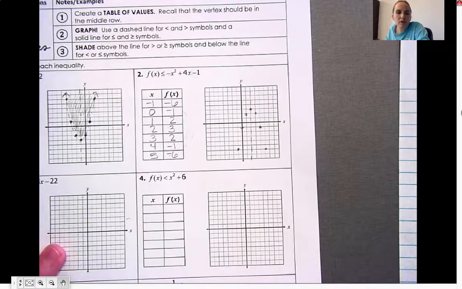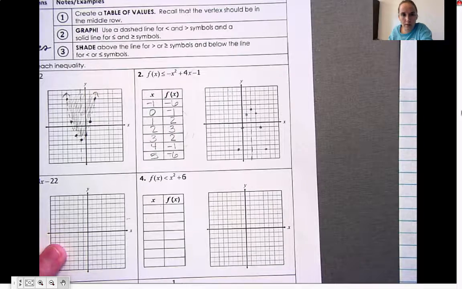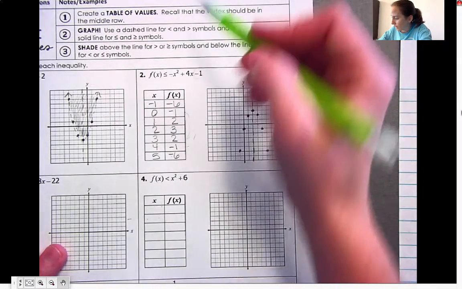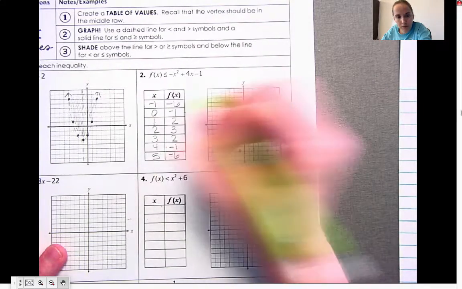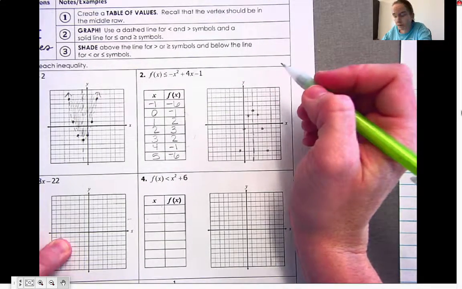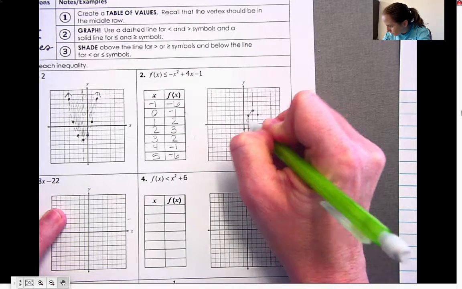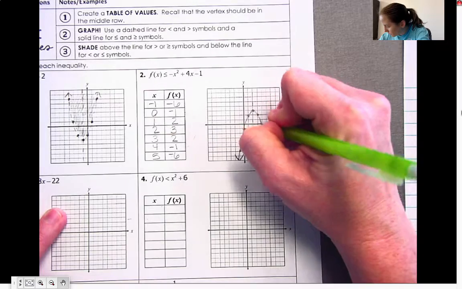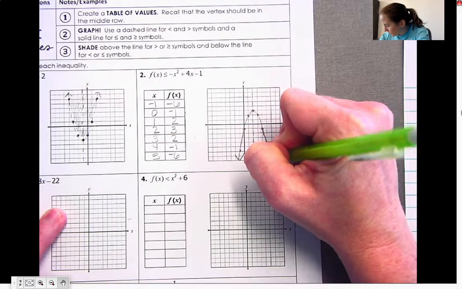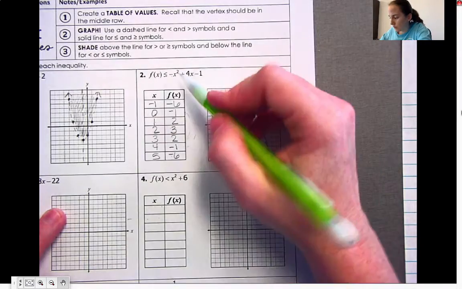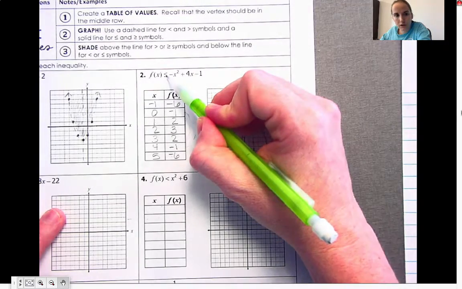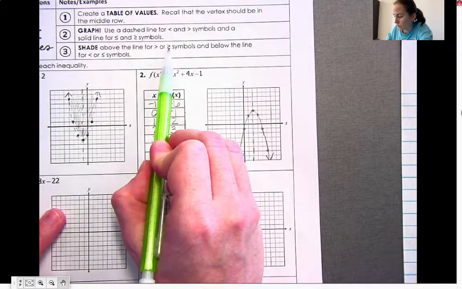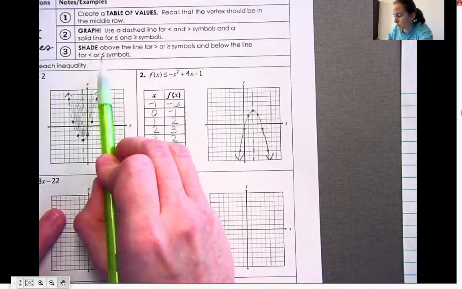All right, so now we have all of our points, and let's graph the curve appropriately. We have an equal to up underneath, so we need to make sure it's solid. So we draw a solid line, arrows, don't forget your arrows. Okay, and at this point we go less than or equal to. Now it says shade above the line for greater than or greater than or equal to, and below the line for less than or less than or equal to.